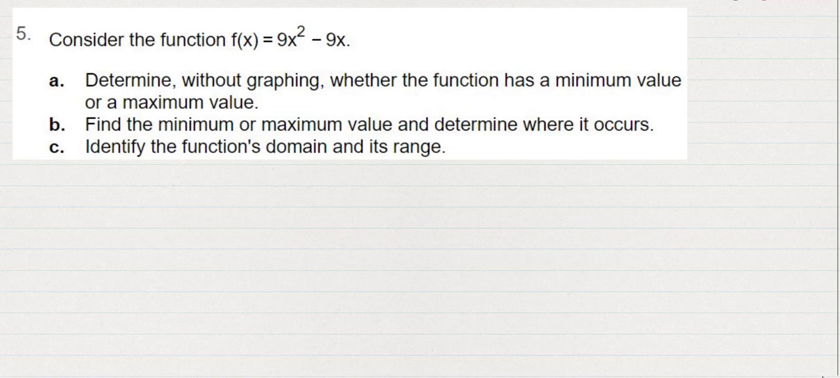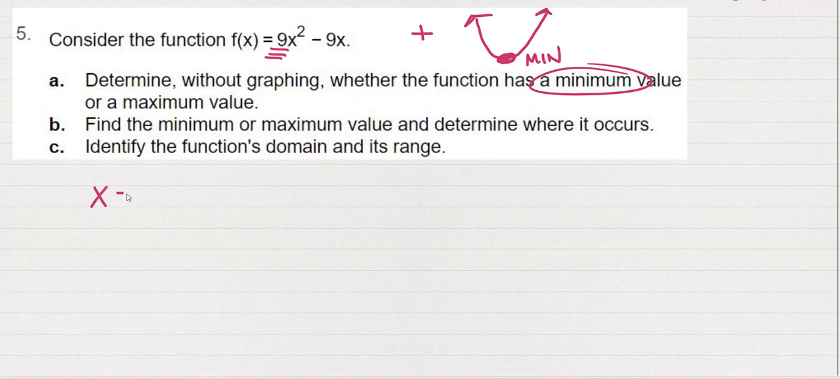Let's look at a function that we can pull out the vertex and use that to get some information. Determine whether the function has a minimum or maximum. Well, its lead term is positive, so I know that it's opening upward. If it's opening upward, then the vertex must be a minimum point, right? So we know it has a minimum. And then find the minimum value. The minimum value is going to occur at the vertex. So we can use this vertex formula.